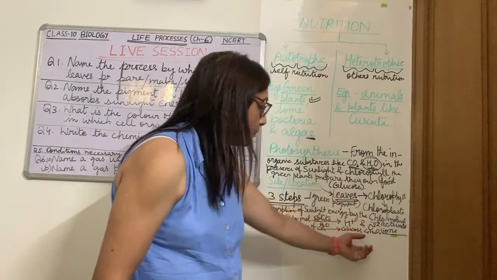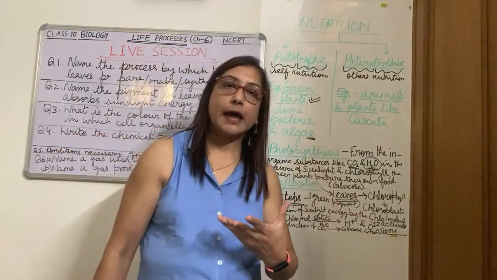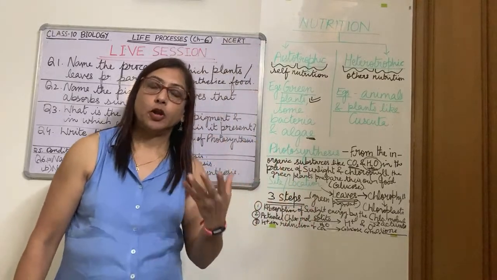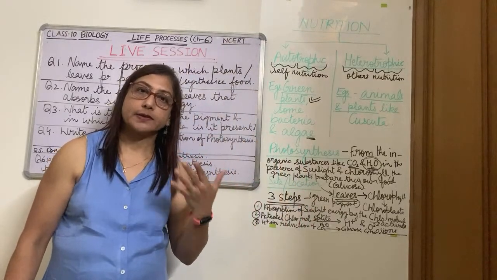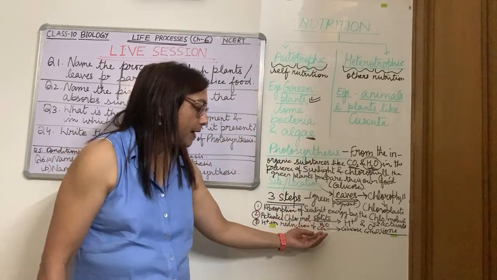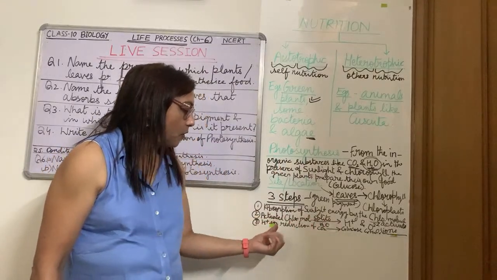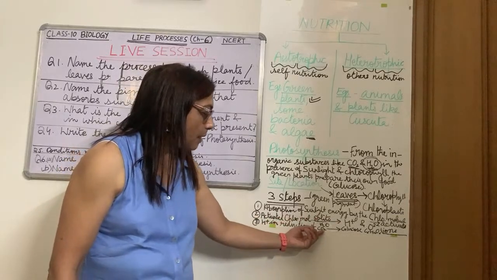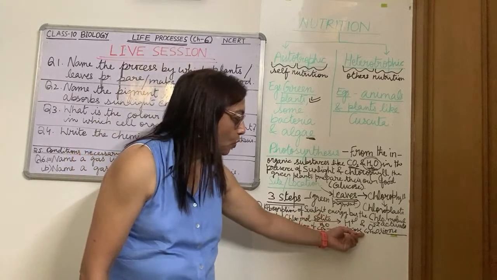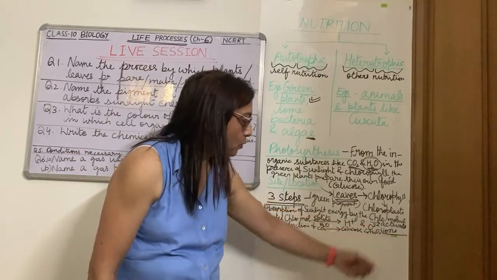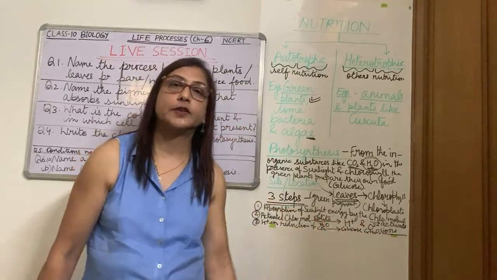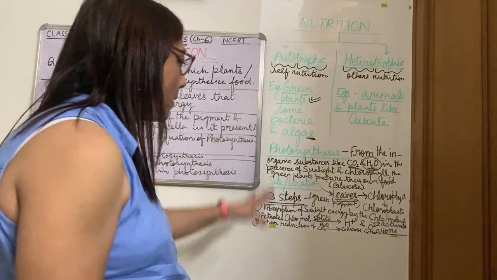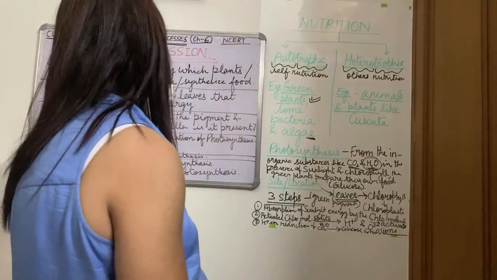You know, when hydrogen is added to any molecule, that process is called reduction. So here carbon dioxide is gaining hydrogen, so carbon dioxide gets reduced to glucose. It becomes C6H12O6, which is glucose, the food which is prepared in the process of photosynthesis. So this is all about the autotrophic nutrition.